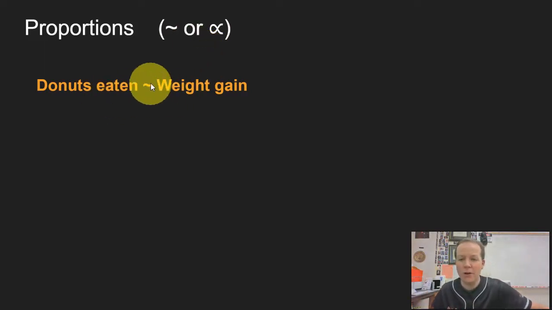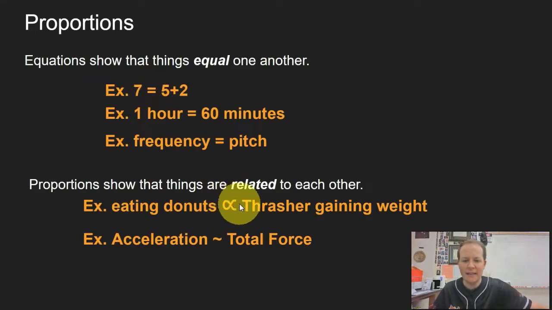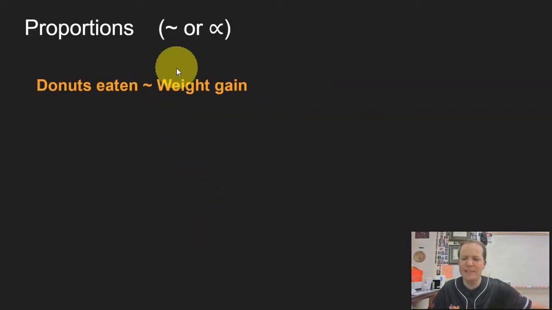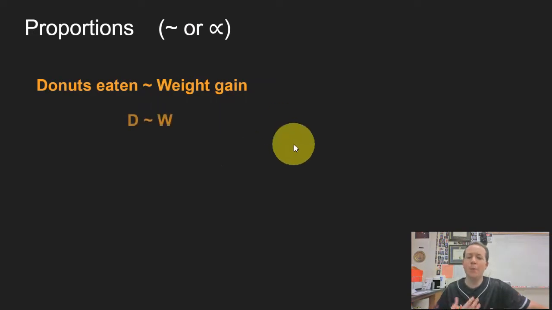So what I had before, notice, it's that same idea. Here I used that symbol, but now I'm using the other one. It means the same thing. So donuts eaten is proportional to weight gain. Maybe I'm lazy and I don't want to write this all out. D for donuts. Weight is letter W.